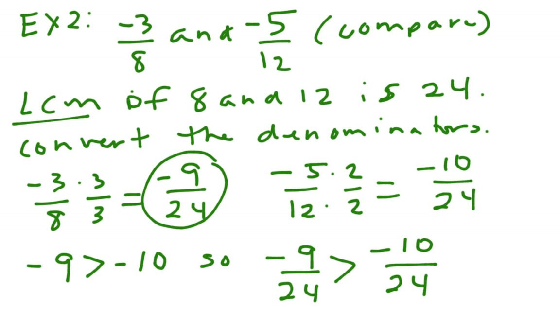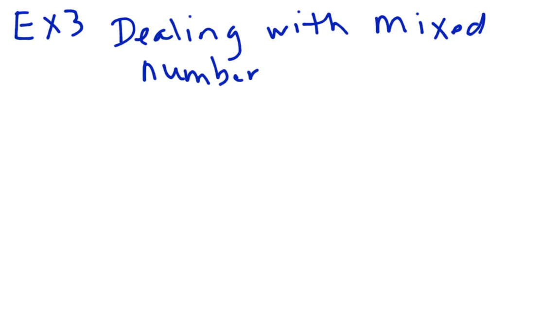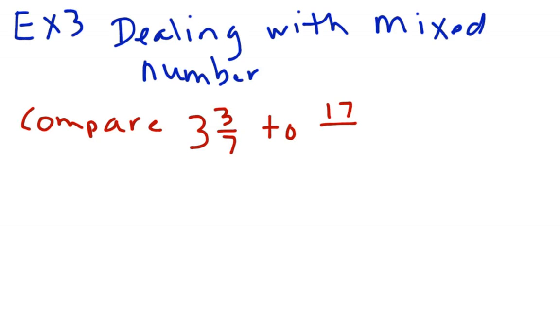All right, next example is example 3, which involves a mixed number. So if you're dealing with a mixed number, you have a first step that you've got to do beforehand. So let's look at an example of what that might look like. In this example 3, we're going to compare a mixed number 3 and 3/7 to an improper fraction of 17/5. And there's a couple things you can do.